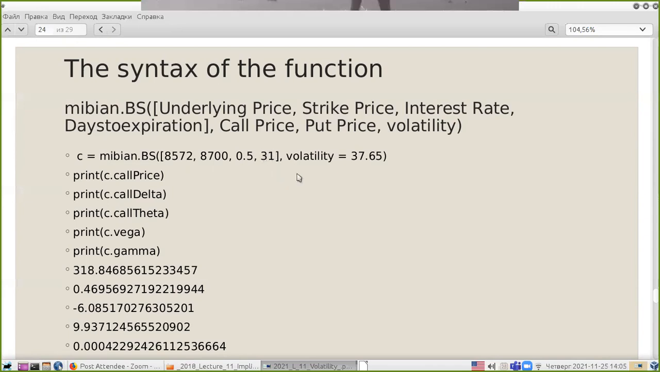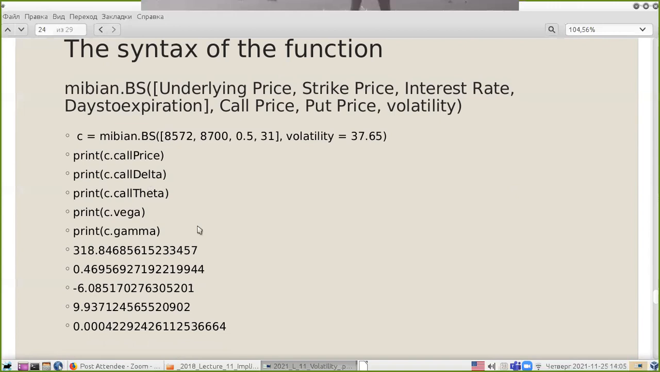And volatility. After that we can print the call price for this option, put price, call delta, put delta, call theta, and so on. So we can print call and put price, and all of these Greek letters. You remember the sensitivity of these formulas, yes?